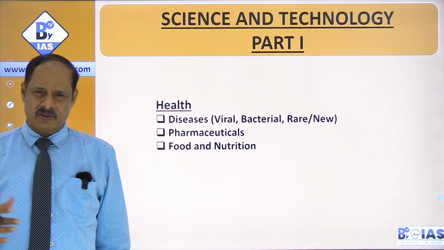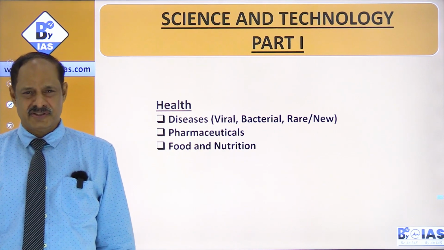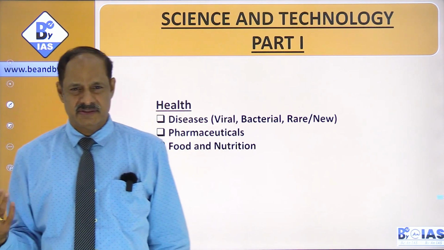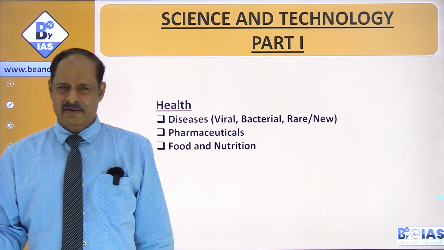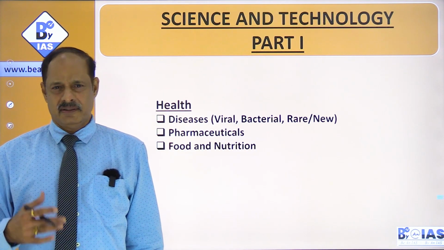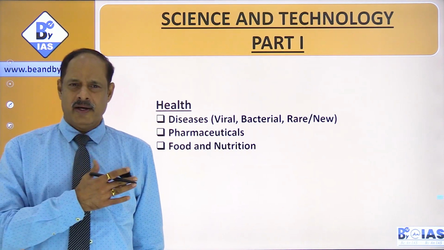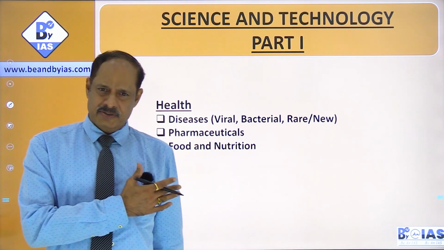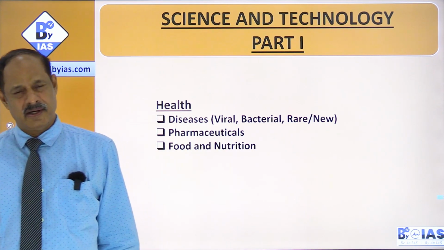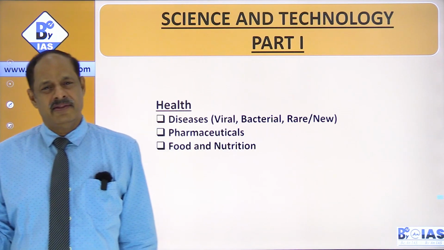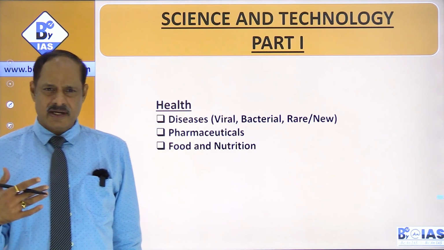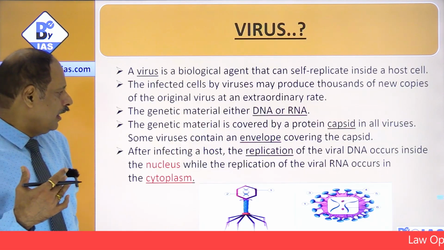We'll try to talk about the various legislations and initiatives taken by the government to control some of these diseases, and then the pharmaceuticals, etc. So we'll start with the diseases. We'll divide the diseases based on the diseases caused by the virus and the diseases caused by bacteria, and then some rare diseases, etc. So we'll start off with the virus.